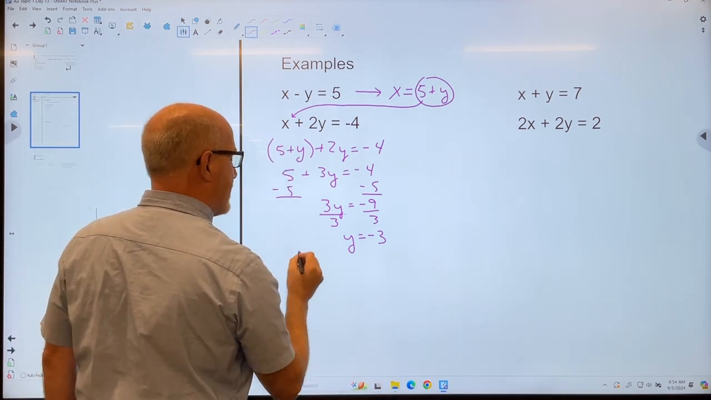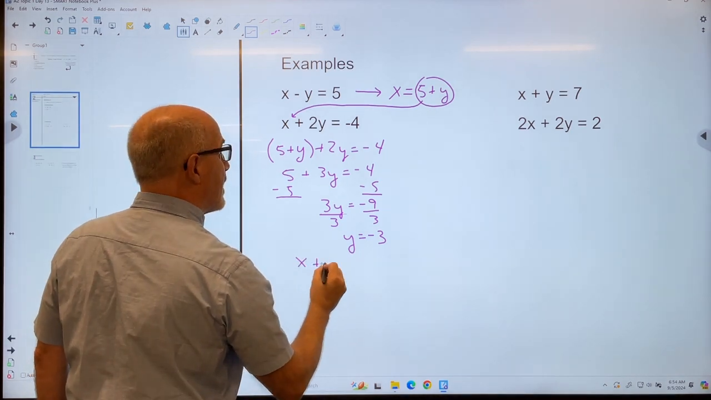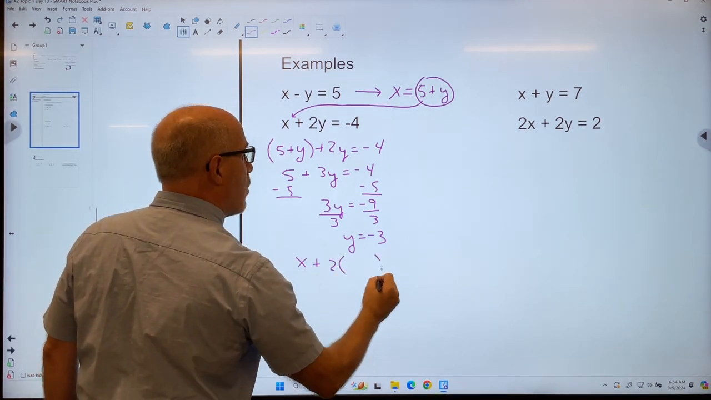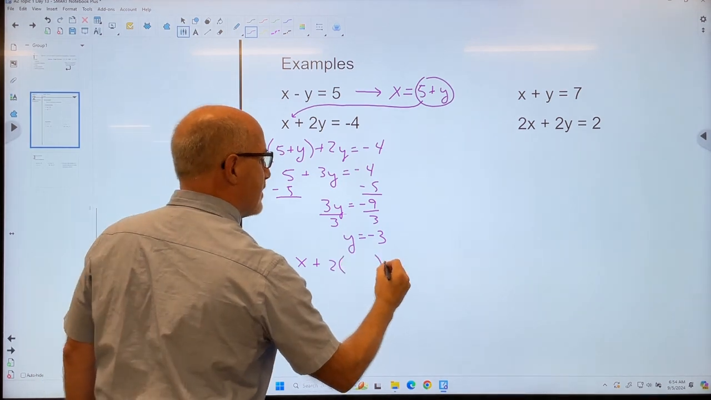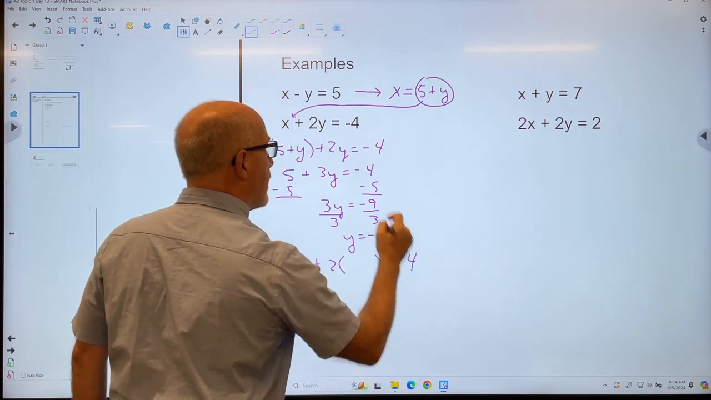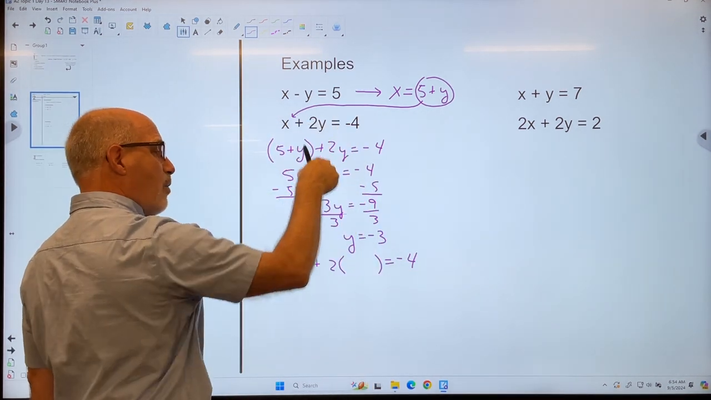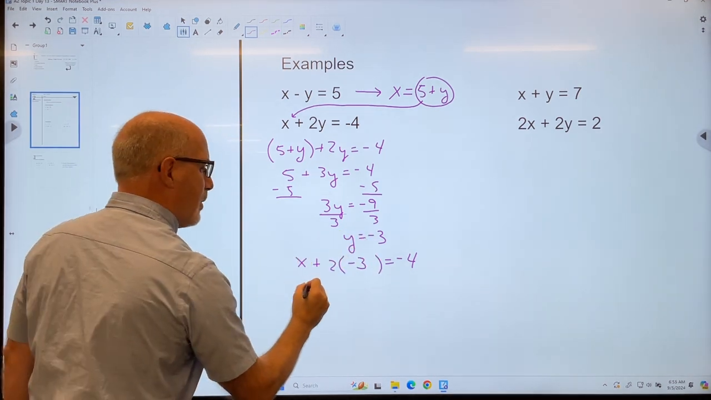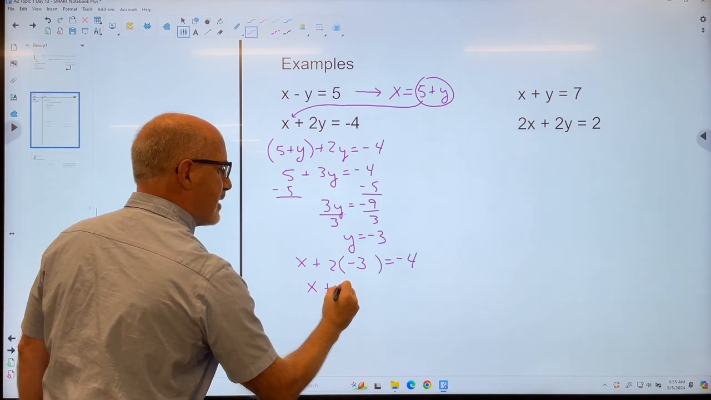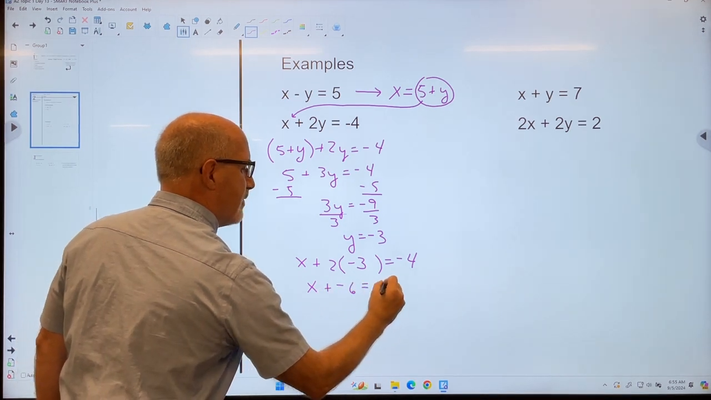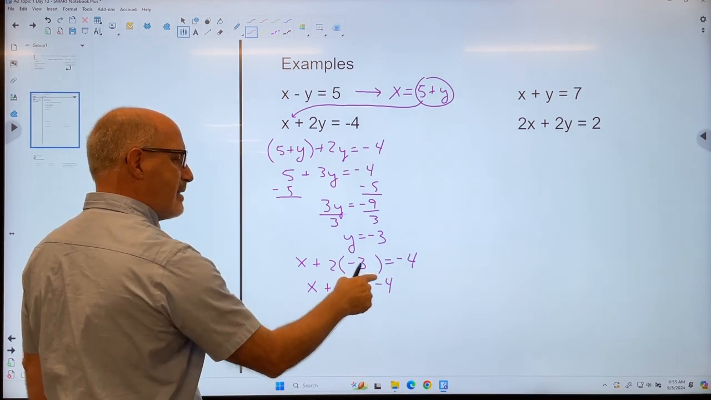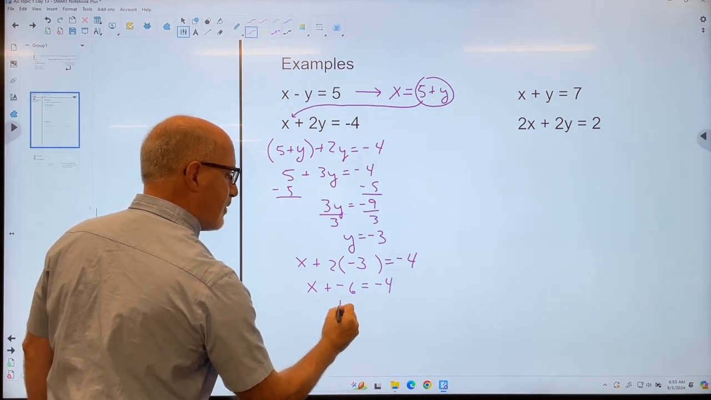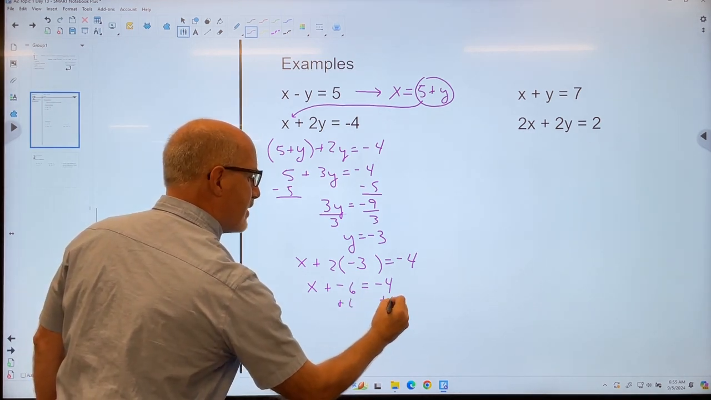So I'm going to make this x plus 2 instead of y, I'm going to put a parentheses, equals negative 4. And what goes in the place of that y is what y equals, negative 3. So x plus negative 6 is equal to negative 4. Add 6 to both sides, it's a negative 6, so if I add it, I get rid of it on this side.